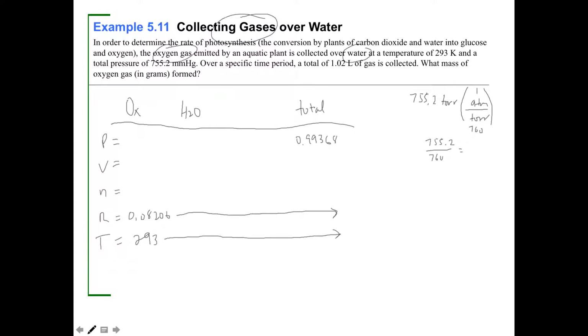Over a specific time period, let's go one more thing here. In black, 1.02 liters. This is 1.02. And remember, the gases occupy the same space, so those are not additive. What mass of oxygen is formed? So we need to find this, and then we're going to go to mass via formula weight.